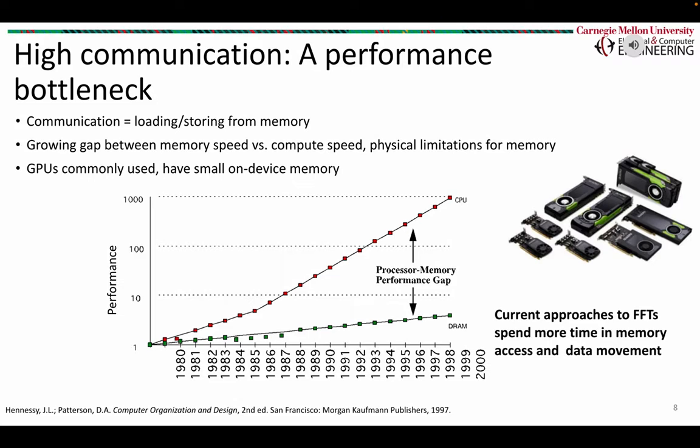This is because communication involves loading and storing from memory. Over the last few decades, there has been a growing gap between memory speeds and compute speeds, as seen in the plot. The memory access is much slower than the speed at which we can compute on data. The use of accelerators for computing is making compute speeds faster and faster. But accelerators like GPUs have small memory capacity, and so loading and storing of data needs to be done often. And thus, current approaches to FFTs on GPUs suffer in performance because of their all-to-all communication requirements.